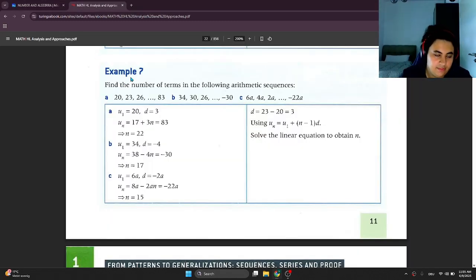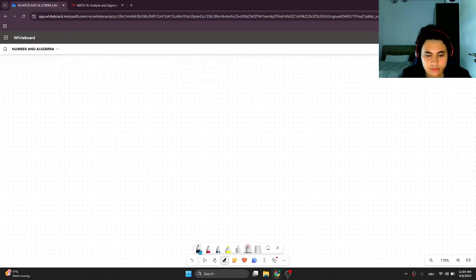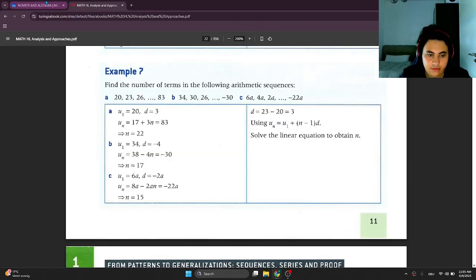So we have example 7. Find the number of terms in the following arithmetic sequences. Okay, so find the number of terms in the following arithmetic sequence. Let's write down the first one. So 20, 23, 26, dot, dot, dot, 83, I believe.